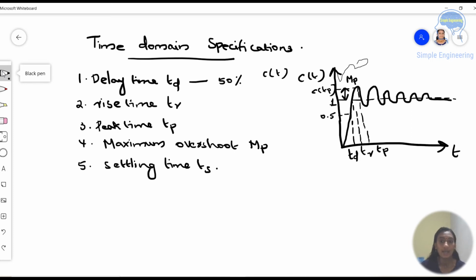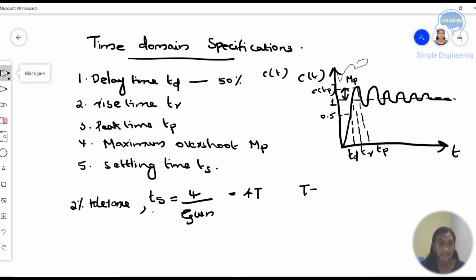So this is the damped oscillation response of a second order system. In that we are finding all the specifications, that is delay time, rise time, peak time, maximum overshoot and settling time. So in order to find these we have equations. Your settling time is denoted as TS. So TS will be equal to 4 by zeta omega n, and this is for 2% tolerance.